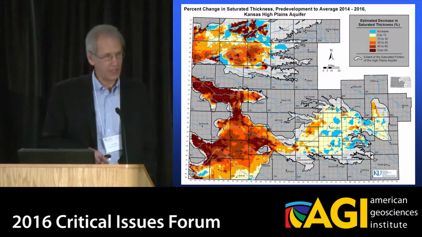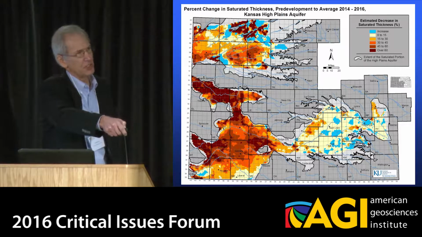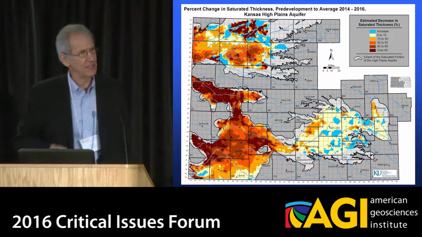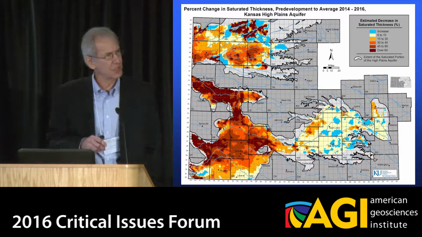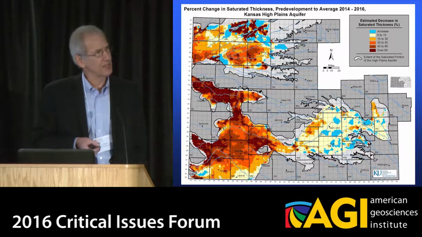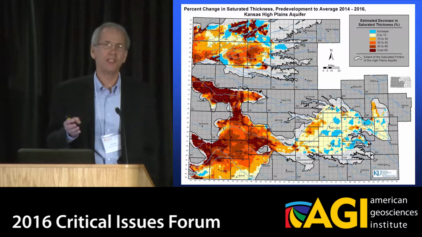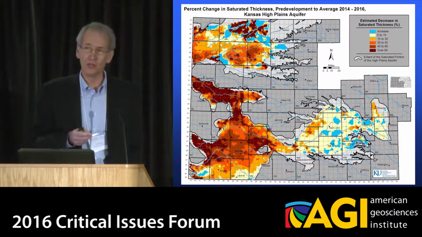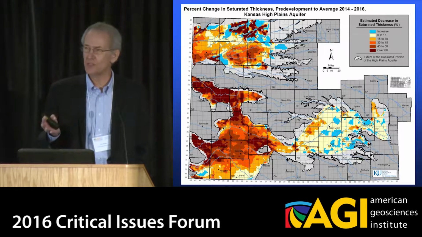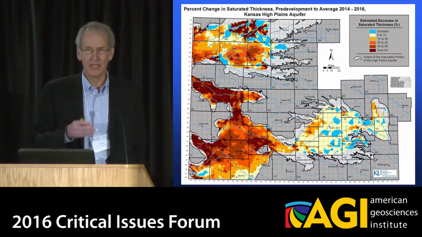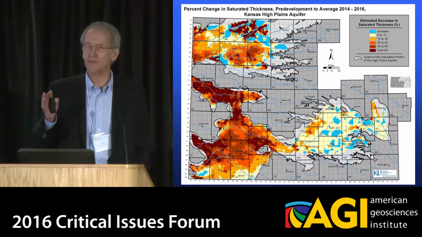And I just want to illustrate it here. And this is just a portion of the state. You can see over here in this inset, the shaded portion of the state is shown here, emphasizing the High Plains, which is the outlined area here, the High Plains Aquifer. What we've got here is a map of the percent change in saturated thickness or aquifer thickness since pre-development, since the onset of widespread pumping for irrigation in central and western Kansas, the date about 1950.